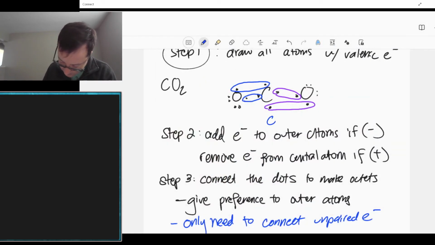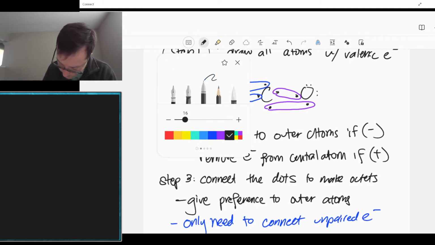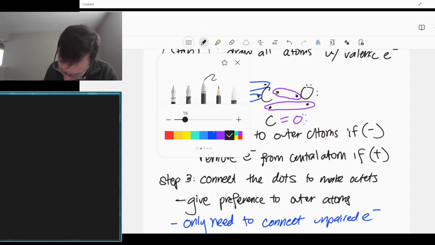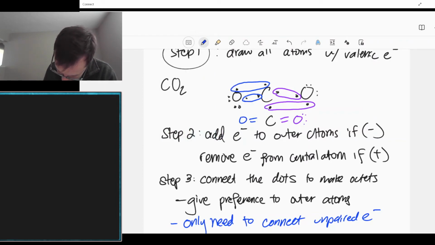is that we have C double bond O. Oxygen still has 4 lone pair electrons. Those lone pairs are still there. And then I use blue for the other one, so we'll be consistent. And so that's our structure. We're done. It automatically will minimize formal charges. This method automatically minimizes them.